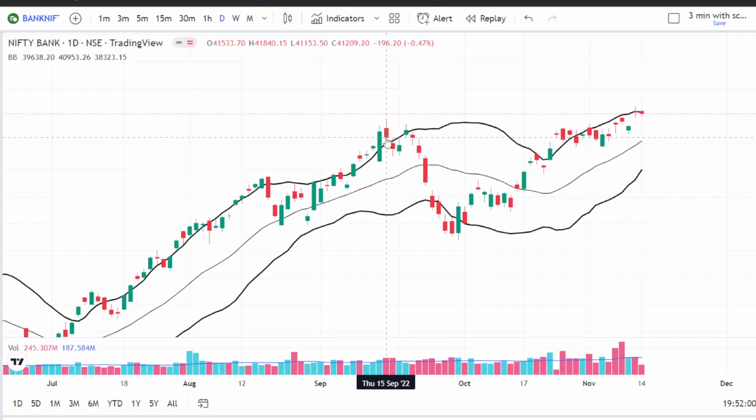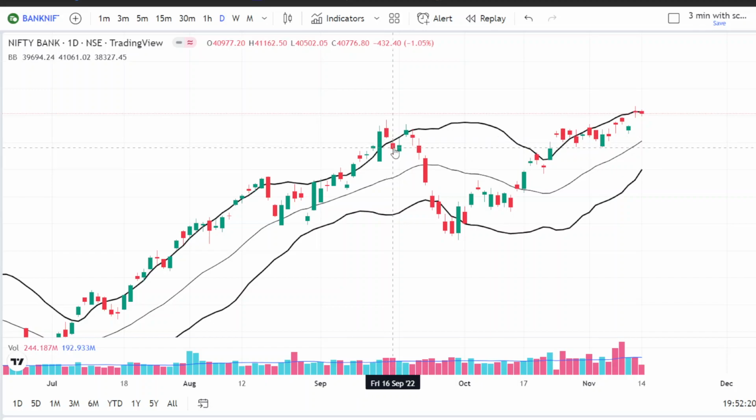Like you see here, it's 15th September. You see a gap here. So just like the 5 EMA setup, whenever this low is broken, the low is 41,153, we have to initiate the trade. But this is on the daily chart. If you see, the next day there was a gap down.